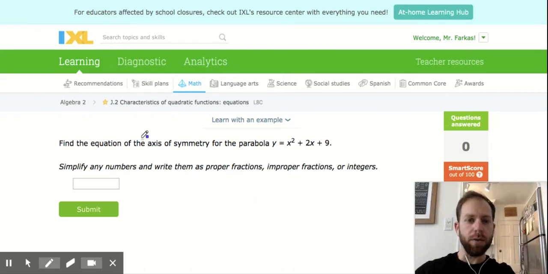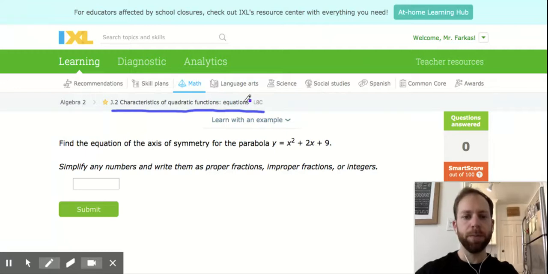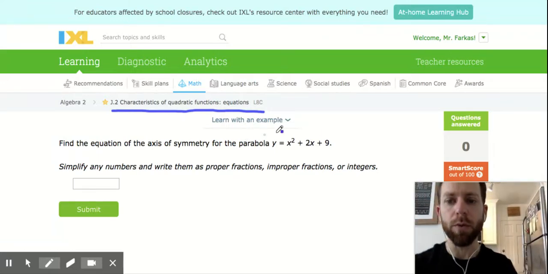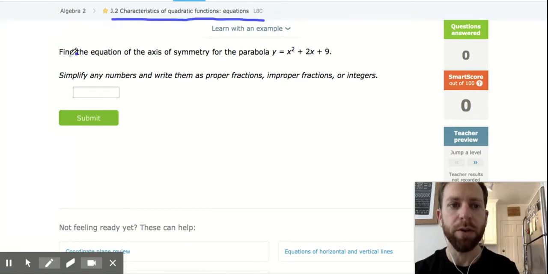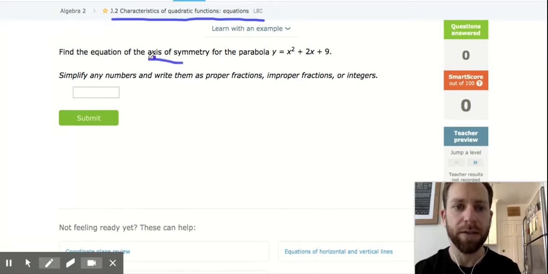Hello, this video is going to be on how to do problems like J.2, characteristics of quadratic functions, equations. So I'm going to walk you through a few of these different examples. This one's telling you to find the equation of the axis of symmetry for this parabola.